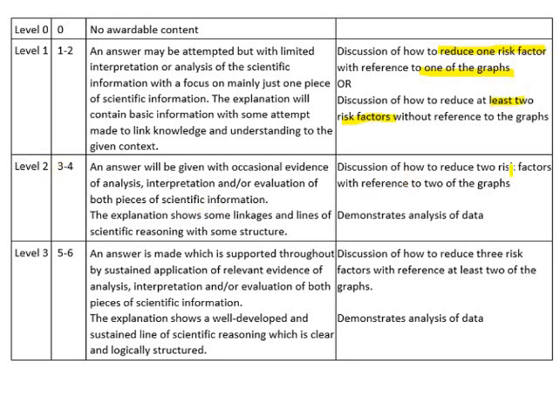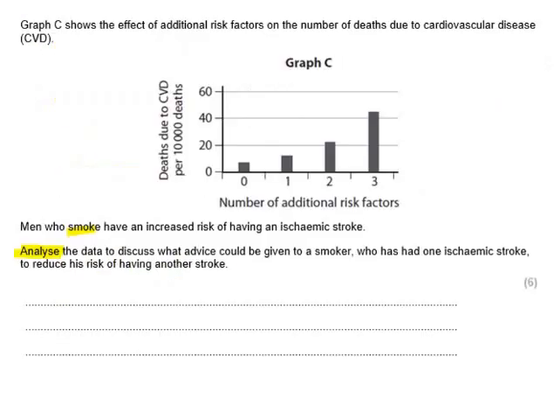If you discussed how to reduce 2 risk factors and reference that to 2 graphs, you can get 3 to 4 marks. And if you show good analysis of data as well. And finally, to get level 3, so between 5 and 6 marks, you need to show how to reduce 3 risk factors with reference to at least 2 of the graphs. And to get that, you should have shown sustained application of relevant evidence of analysis, interpretation, and evaluation of pieces of information. So to get this level and to get level 2, you should be criticizing some of these.